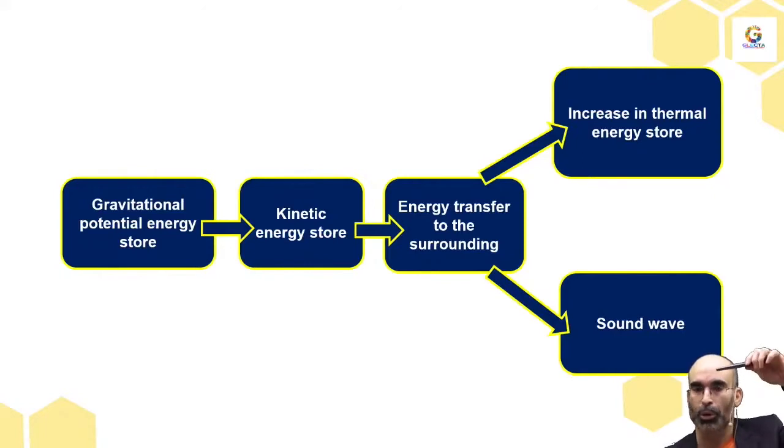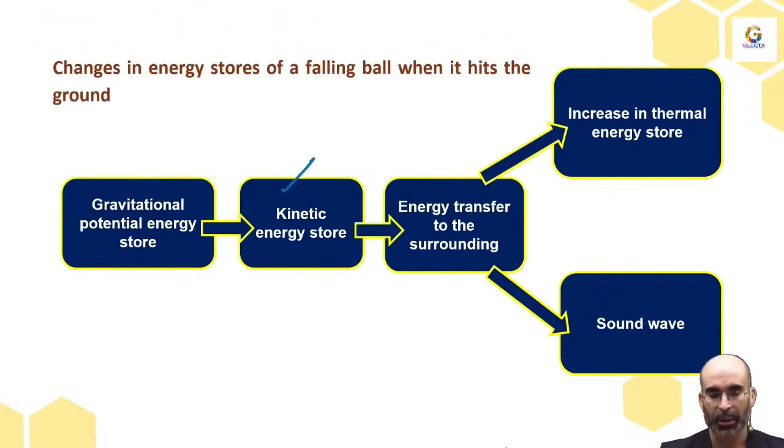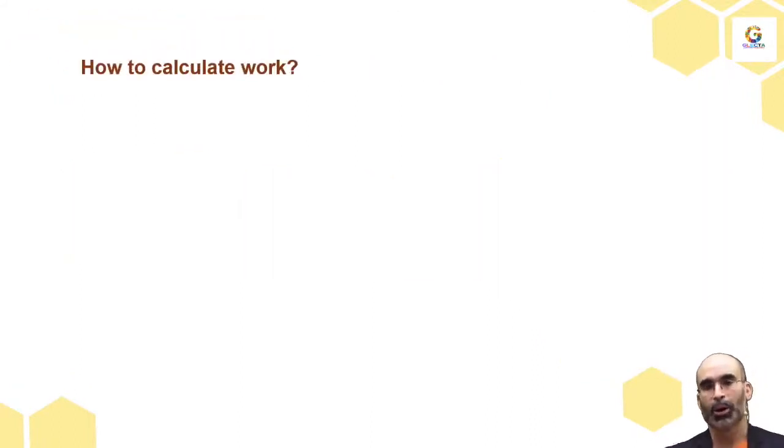Above the ground, if you are keeping an object, it has got gravitational potential energy stored in it. Now as it comes down, the gravitational potential energy is decreasing, right? So when it is decreasing, what is happening? It gains some speed. So gravitational potential energy store is changing into kinetic energy store, and further it is transferred to the surroundings, again in two manners, right? Sound wave and increase in thermal energy store. So that is interesting.